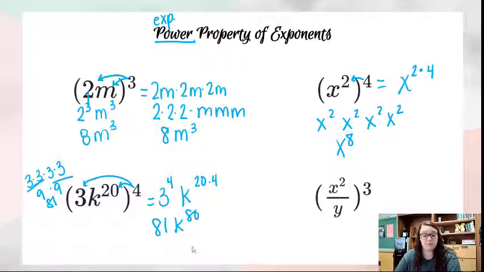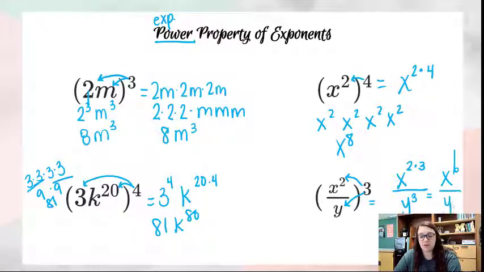81k to the 80th. Now on this one, I've got a cubed on the outside of a fraction bar. This cubed is going to get distributed onto the top and the bottom. So on the top I have x squared, and I'm cubing it as well, so I'm going to multiply. On the bottom I have y cubed. Cleaning up the top, I've got x to the 6th over y to the 3rd. Let's see what's next.